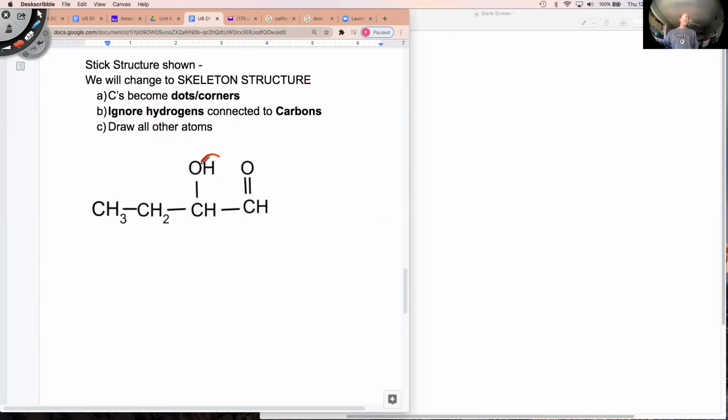Is this hydrogen connected to a carbon? No, that hydrogen is not connected to a carbon, which means it doesn't fit that rule. We will be drawing in that hydrogen. Okay? So only ignore them if they're connected to carbons. So very quickly, we find the chain, and we can see this is a 1, 2, 3, 4 carbon chain. There's carbon 1, carbon 2, carbon 3, and carbon 4.